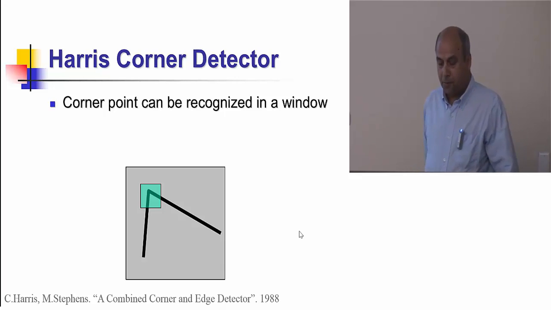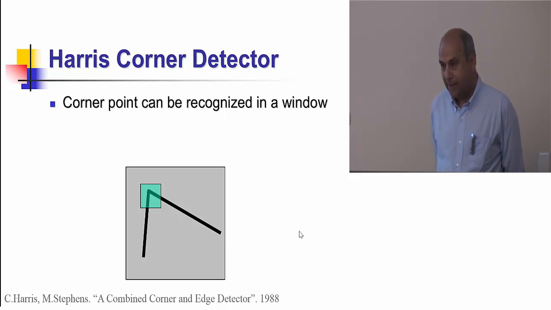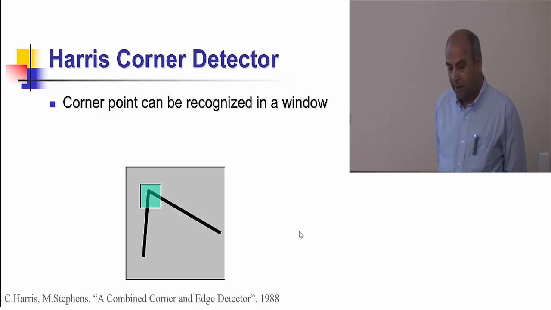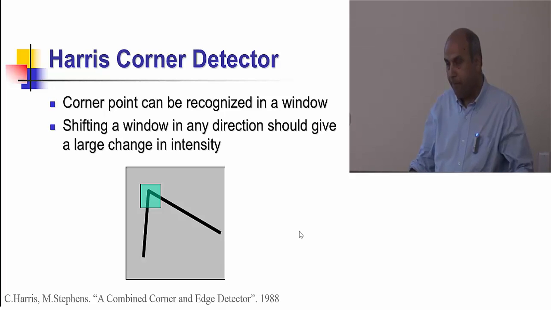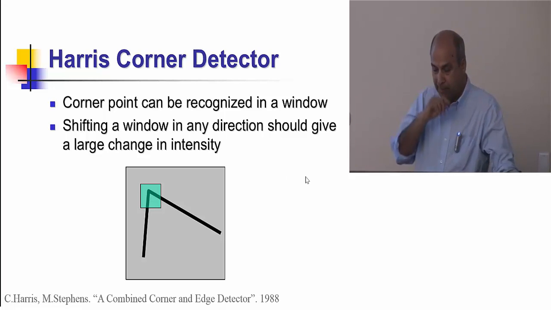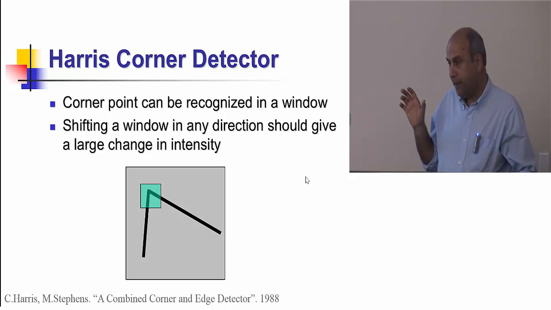Okay, so we want to talk about how to detect these corner points, or the Harris corner detector, and the main point here is that we are going to do this by looking at a local window. The idea is that we want to find the corner point such that if we take that local window, which is shown in green, and if we shift it a little bit, then shifting in any direction should give a change in intensity.